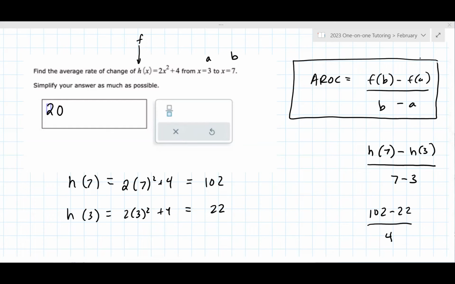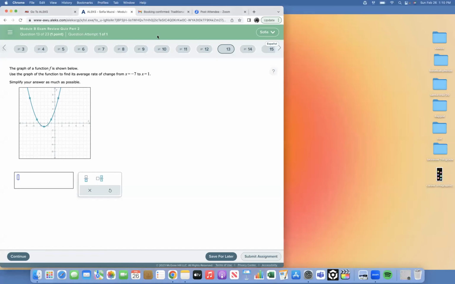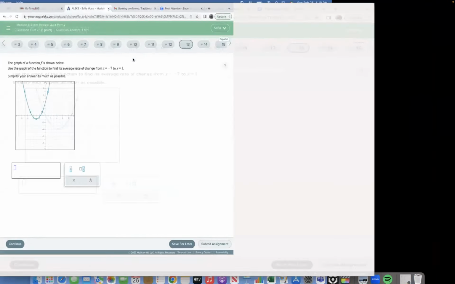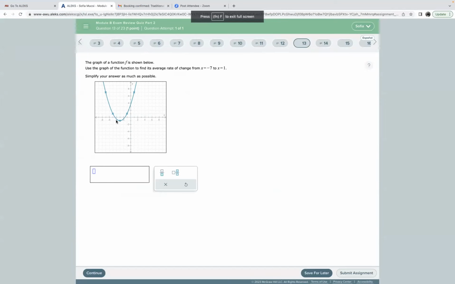Yeah, and then I'll share my screen again. I think the next one is similar, but I think I'm slipping. I think the formula might be the same. Yeah, it is the same. You just have to use the graph to determine the y values instead.